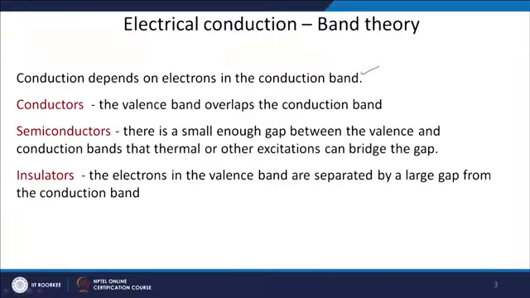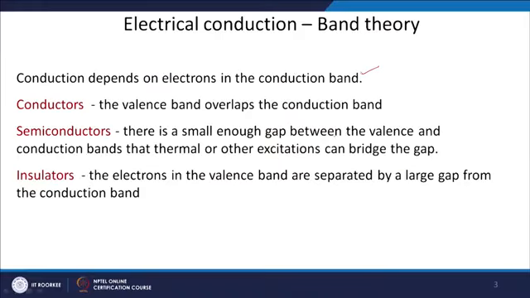Semiconductors are those which have a small gap between the valence and the conduction band, but due to thermal excitation these electrons can go from the valence band to the conduction band. So, you can increase the conductivity of a semiconductor by taking it to higher temperatures, where the thermal energy, or the thermal excitation, will push the electrons from the valence band to the conduction band.